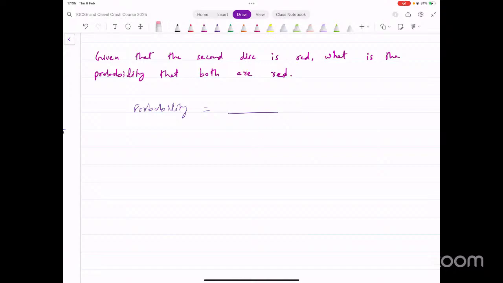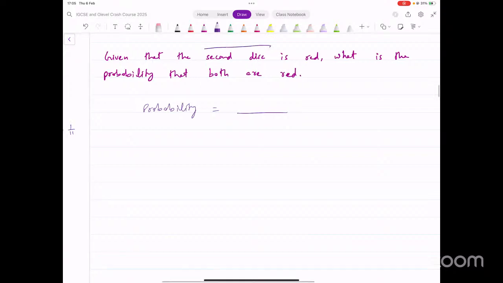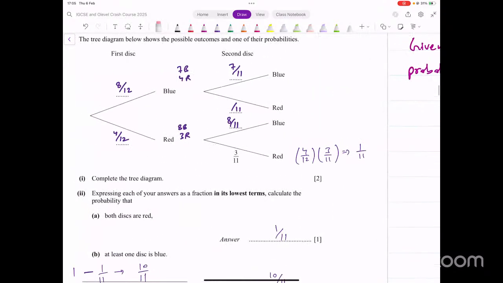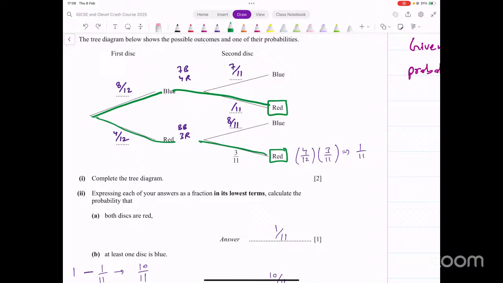All right, now what is given? Given is that the second disk is red. What's the probability of the second disk being red? Let's look at this tree diagram. When is the second disk red? What are the cases for that? This is one possible case, and this is the second possible case. Do we know their probabilities? For the first case, it will be this path that we are following. First blue and then red. And the second could be red and red. Now, this one we already know. What about the first one?